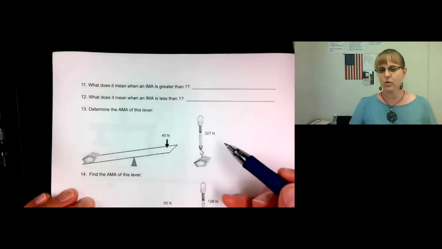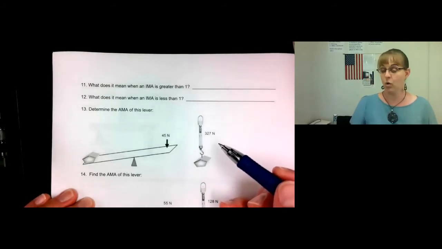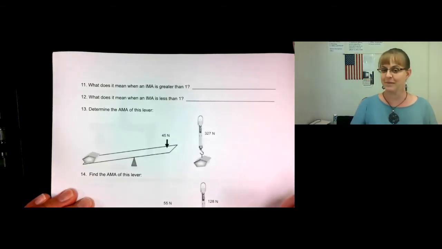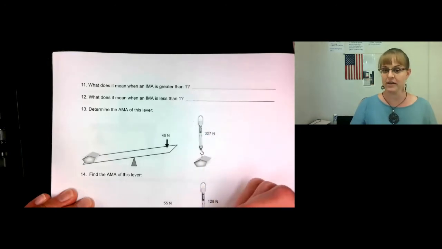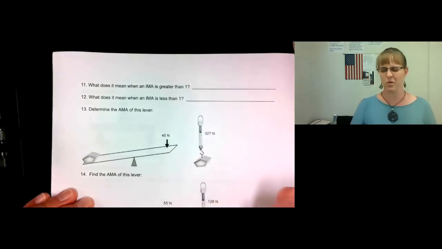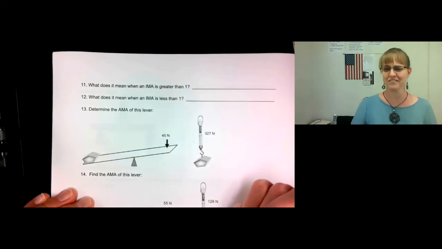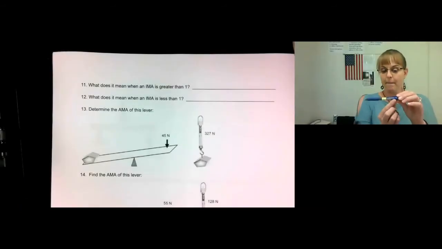Now, what does it mean when an ideal mechanical advantage or actual mechanical advantage is greater than 1? That tells you that the machine makes it easier to lift. But what if the IMA or AMA is less than 1? That makes it harder to lift. So why would you want a machine that made it harder to lift? Well, there's usually a trade-off between force and distance. So if you're putting in more force, but only a little bit of distance, you're getting out a much greater distance, even though you're getting less force.